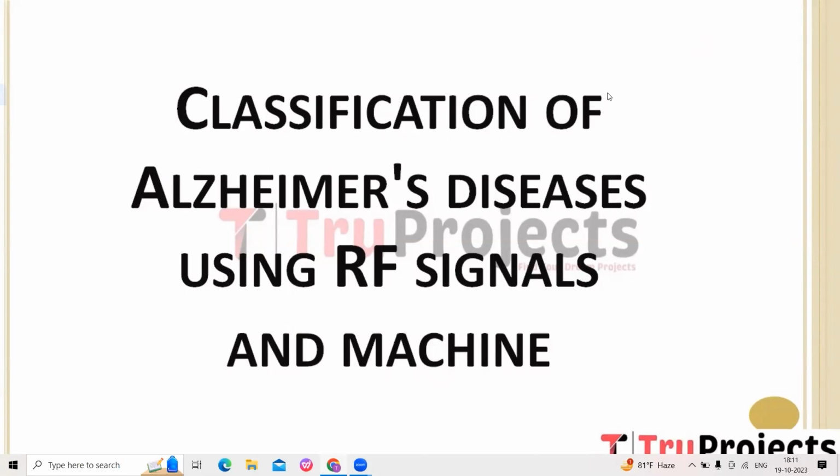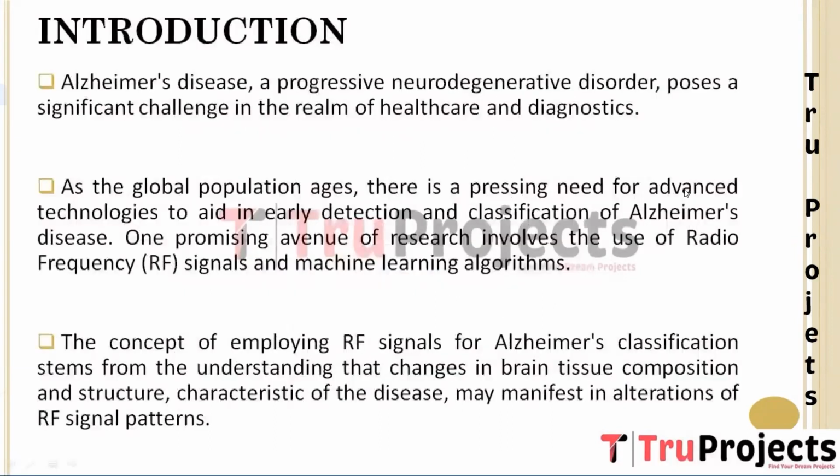We are going to explain about a project titled Classification of Alzheimer's Diseases using RF Signals in Machines. So now coming to the introduction part. Alzheimer's disease, an advancing neurodegenerative condition, presents a notable obstacle within the healthcare and diagnostic domains. With the aging of the worldwide population, there is an urgent requirement for cutting-edge technologies to assist in the early identification and categorization of Alzheimer's disease.